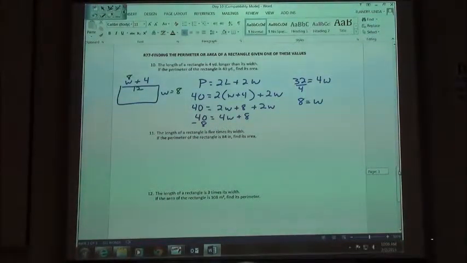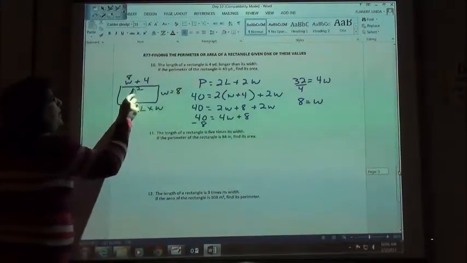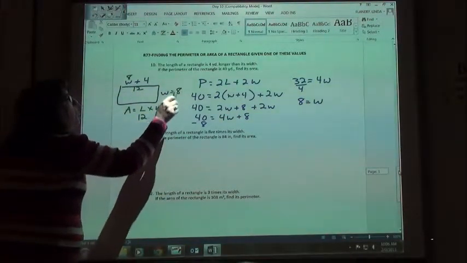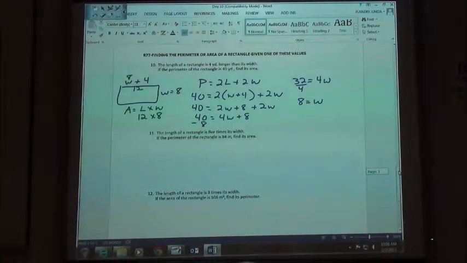The question is going to ask me for the other thing. I had perimeter, so I'm going to do the opposite thing, find the area. Area is length times width. The length of my rectangle is 12. The width of my rectangle is 8. So I'm going to take 12 times 8 in order to find the answer.